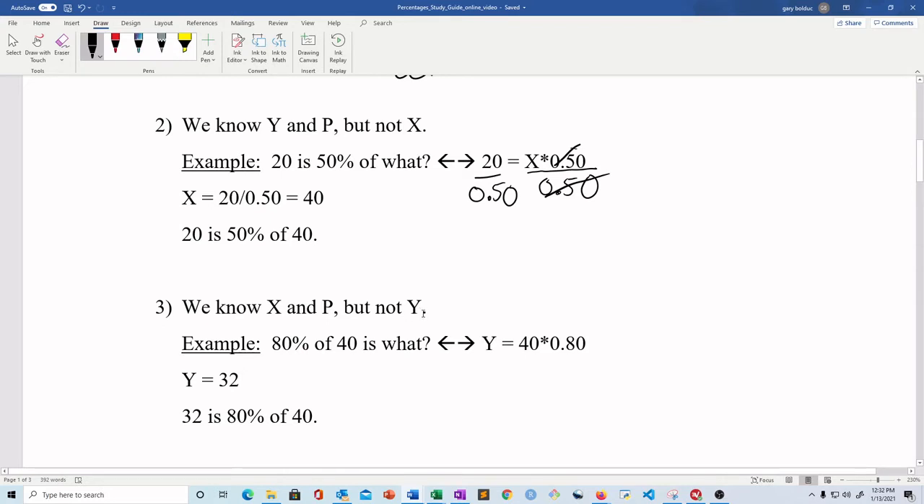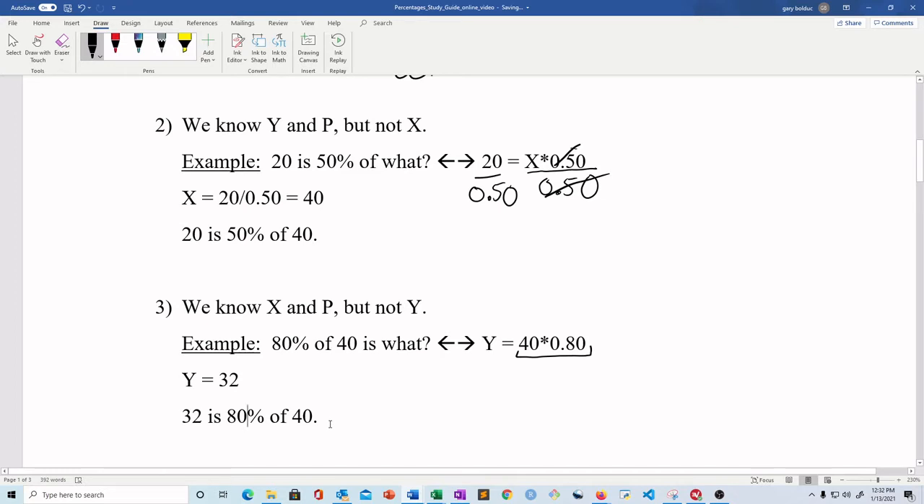What am I going to end up with? And this is actually the easiest one because there's no solving that has to happen, right? Right over here, there's no extra variable. I know I start with 40. I know I'm doing 80%. So we get 80% of 40 is what? That's this equation. Nothing fancy here. Multiply these two numbers together. I get 32 right here. 32 is 80% of 40.